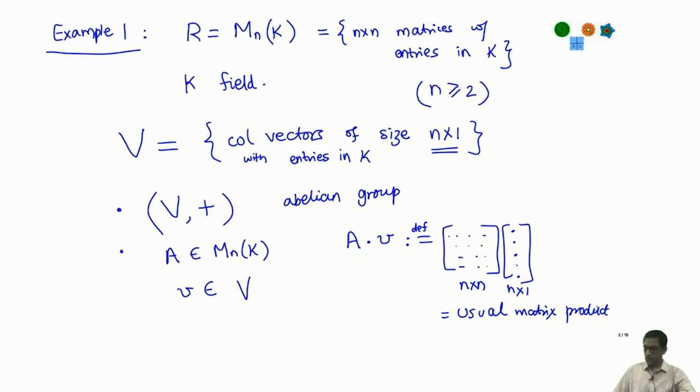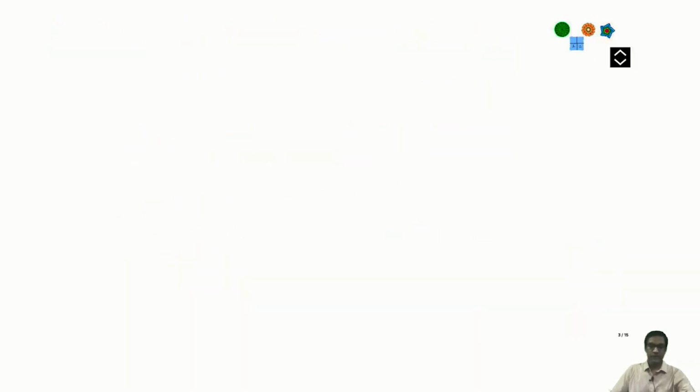So let's just denote it as Av, the usual matrix product. The answer of course is again a column vector of size n cross 1, so that's again an element of V. So this is the definition of the scalar multiplication, and it's easy to check all the axioms. I claim that this makes V into an R-module.